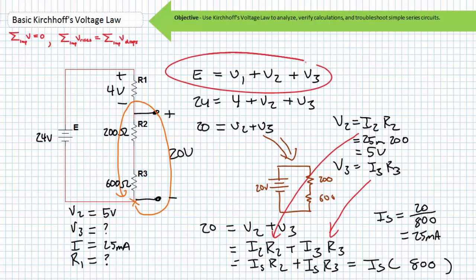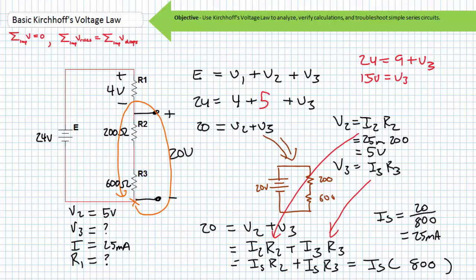Given E equals V1 plus V2 plus V3, we can substitute in the given value of E, V1, and our calculated value of V2 into the equation. We find 24 equals 9 plus V3. Subtracting 9 from both sides yields V3 equals 15 volts. However, being rightly skeptical of such an easily obtained voltage drop, we can use Ohm's law to check this value. With 25 milliamperes traveling through a 600 ohm resistor, we would expect a 15 volt drop. Oh my gosh, it's what we just solved using Kirchhoff's voltage law.